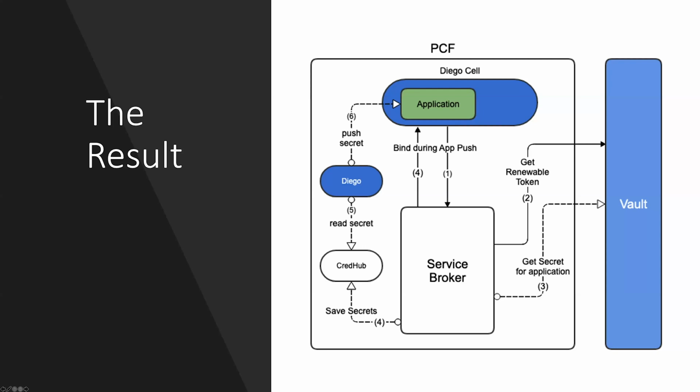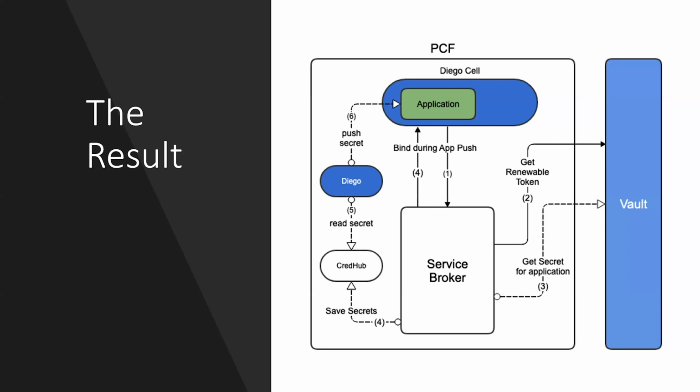So we do number 3 here. We get our secrets, and then we write those secrets out to CredHub. That's step 4A. And step 4B, we send a binding result back to the application. So that's the end of the binding. That is the only time that the application interacts with the service broker and actually gets any secrets from our secret backend.